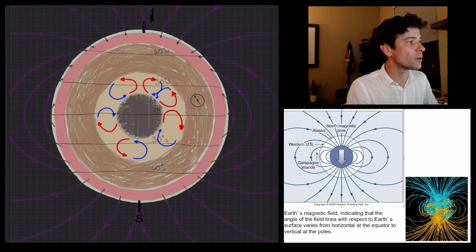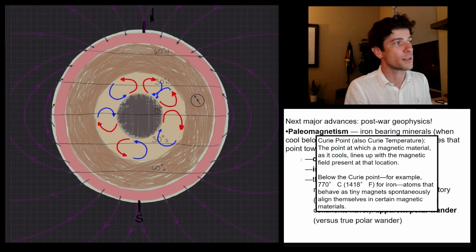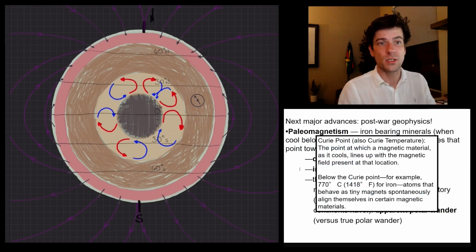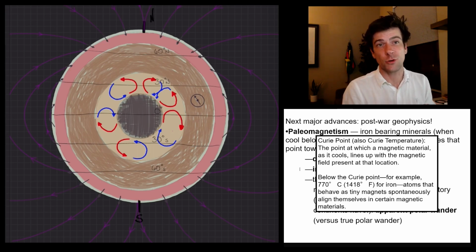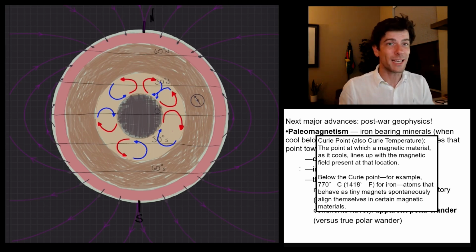Okay, and so we talked about this fact that iron-bearing minerals can preserve magnetic properties, and they can orient those magnetic properties to the field that they exist in when they're above a certain temperature, this temperature called the Curie point. When they're below that temperature, though, they're not able to reorient themselves. And so if the magnetic field were to change after an iron-bearing mineral had cooled below the Curie point, it would not respond to that, right? It would need to be heated back up in order to inherit those new properties.